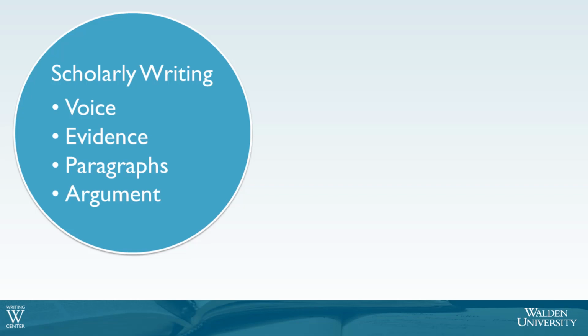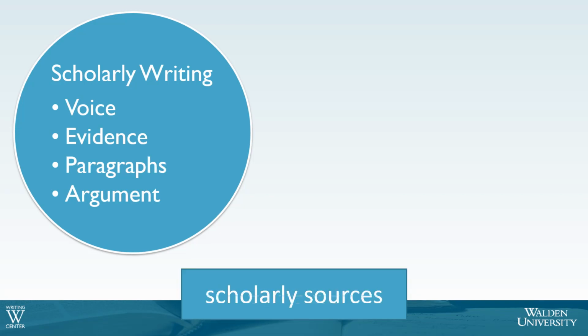The 4 areas of scholarly writing include argument, evidence, paragraphs, and voice. We'll give you quick tips and introduce you to terms in each of these areas, but we won't be talking about them in depth. Remember, this is a crash course.